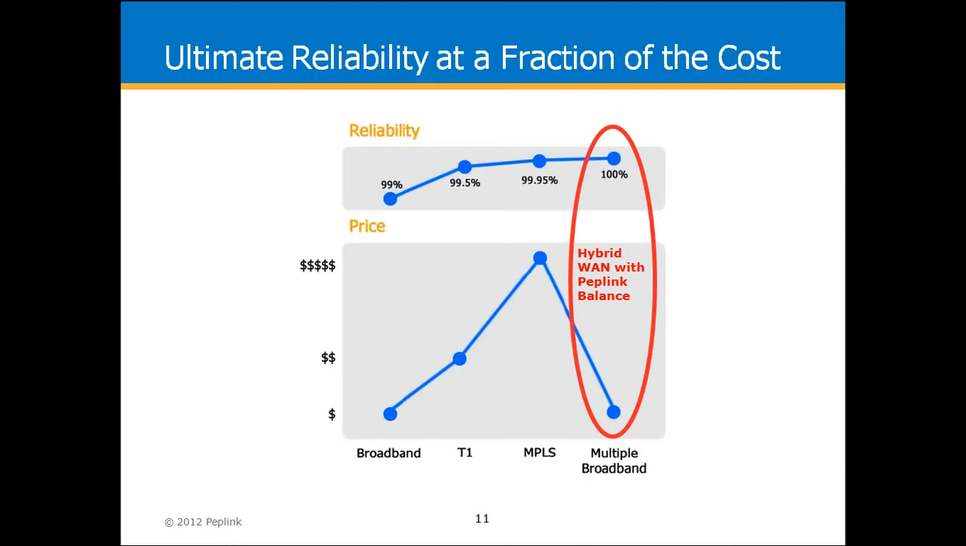So this slide just shows that typical broadband on the left, while being cheap, isn't 100% reliable. T1 adds to that. Of course, MPLS adds a new layer to that. And if you add the Peplink into the mix and use a combination of these circuits with multiple broadbands, you can actually achieve 100% internet uptime and lower the cost.